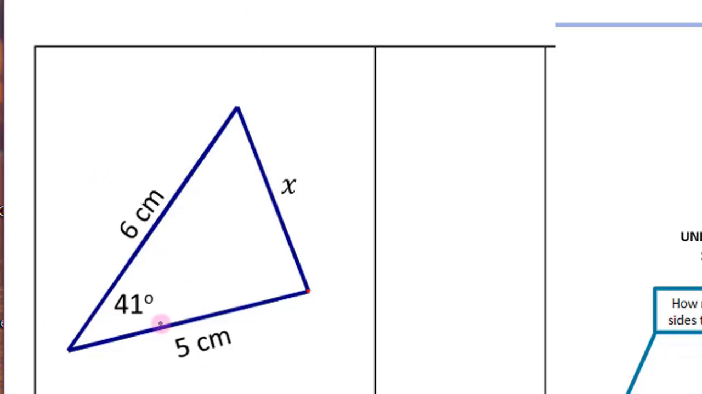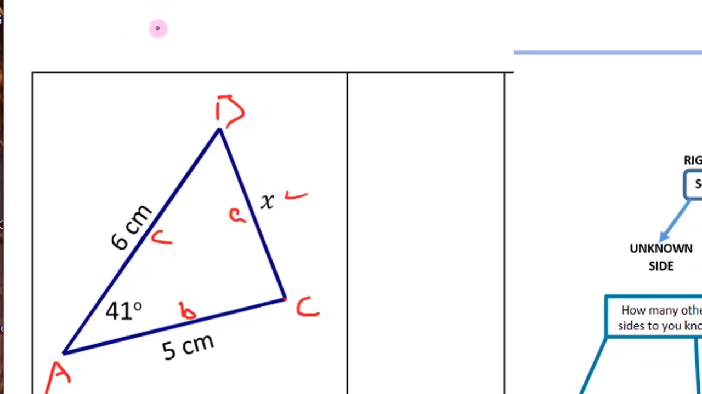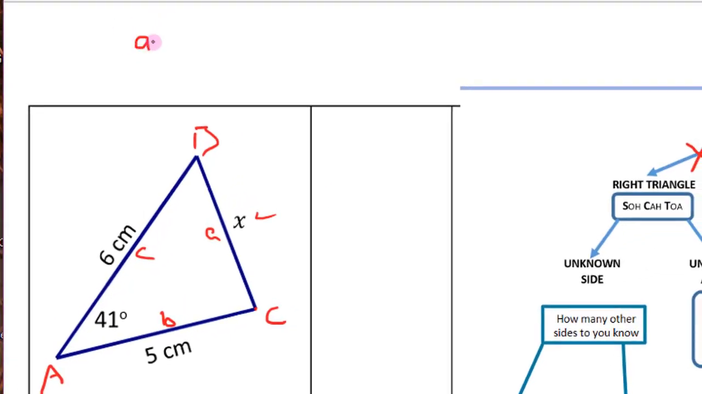If I label this diagram with A, B, and C, that makes this side A, this side over here is B, and this is C. It looks like we are asked for side A. So we're going to use the cosine law written this way. A squared is going to equal B squared plus C squared minus 2BC cosine of angle A.